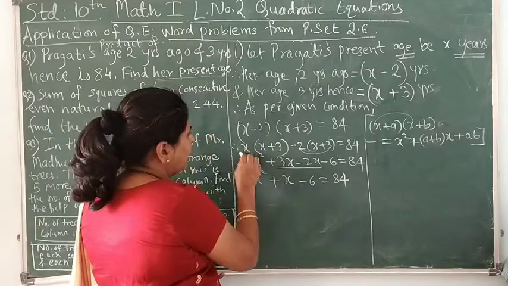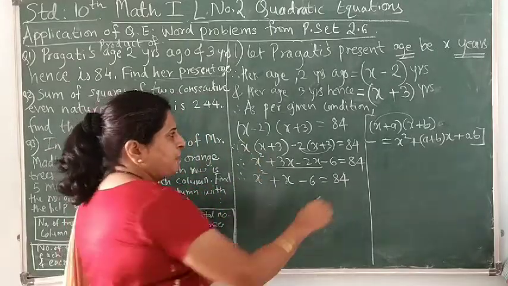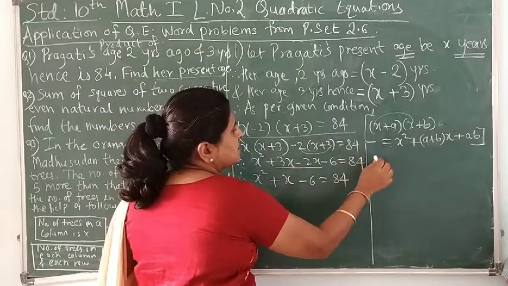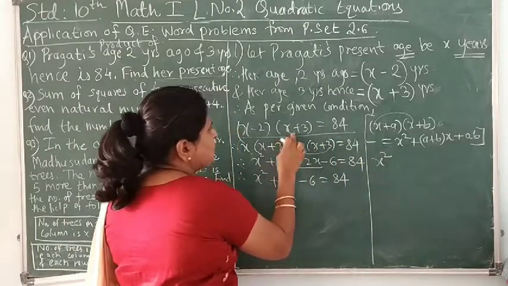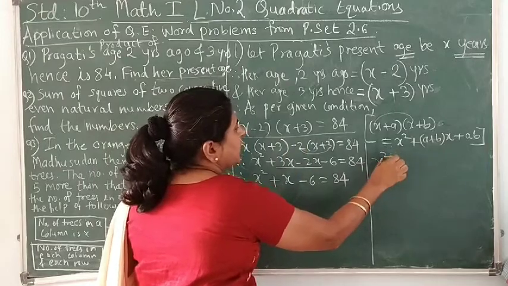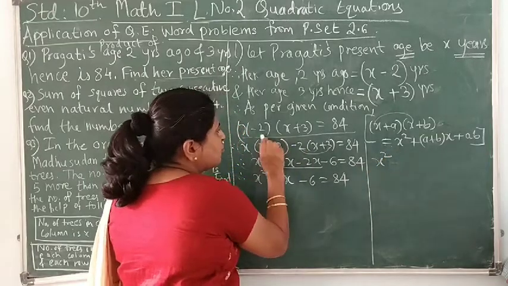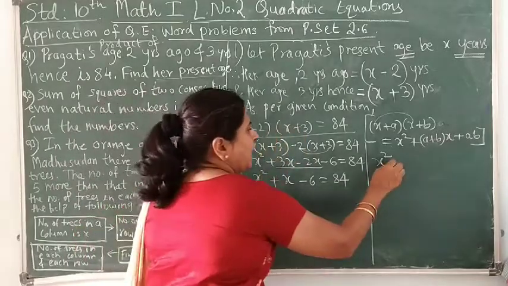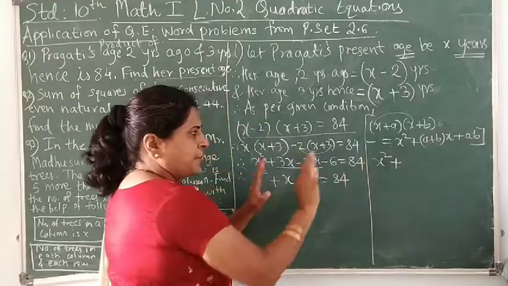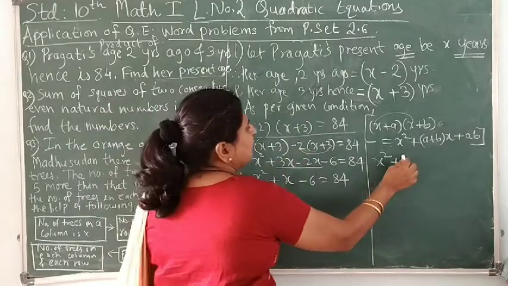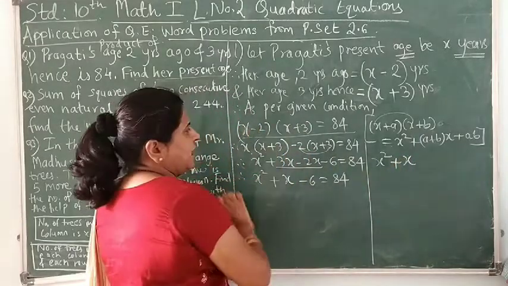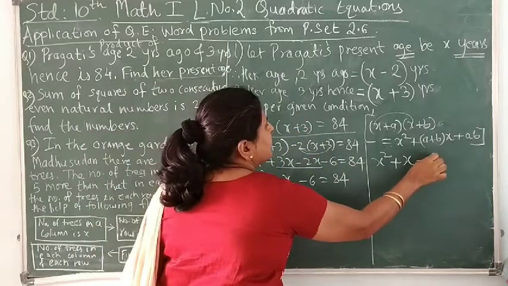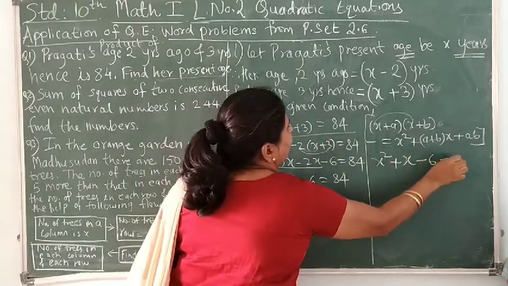Now we got this after 3 steps. But if you apply the identity, you can write x square, the square of the first term, plus, you can just add these two first. What is minus 2 plus 3? It is plus 1. So plus, and 1 is assumed, into the first term x. And what is the product of these? Minus 2 into plus 3 is minus 6, is equal to 84.